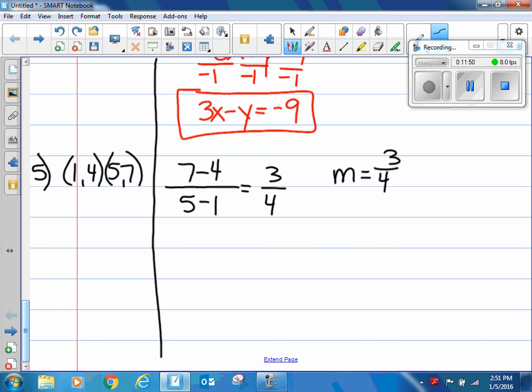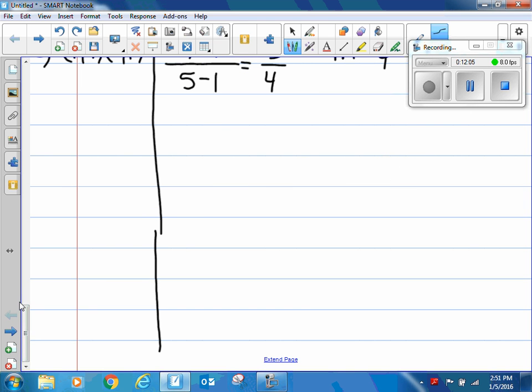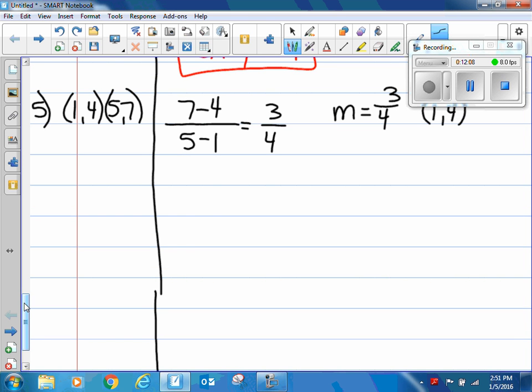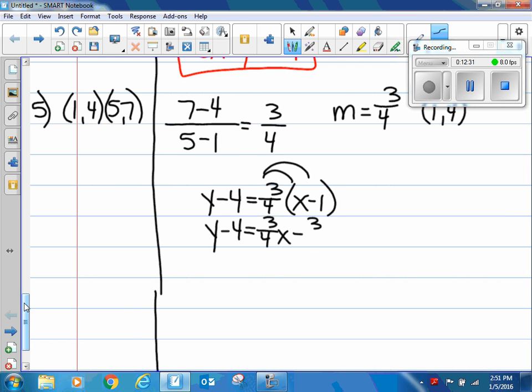Now I'm going to pick a point, and just like we did in the previous example, example number 4, I'm going to use m is 3/4, and I'm going to use the point (1, 4). I'm going to put it in point slope form, because I have a point and slope, and then I'm going to simplify it into standard form. So let's plug it in. y minus 4 equals 3/4 times x minus 1. I'll distribute first. y minus 4 equals 3/4 x minus 3/4.